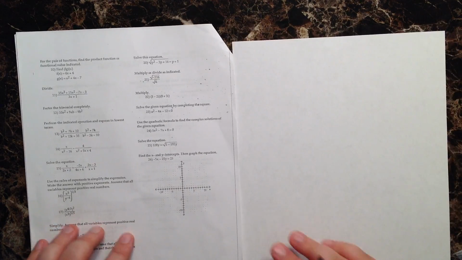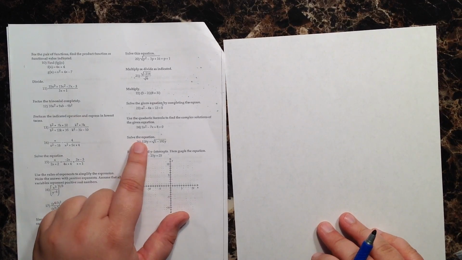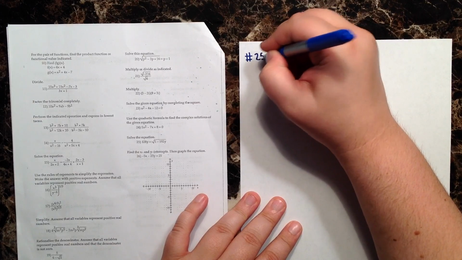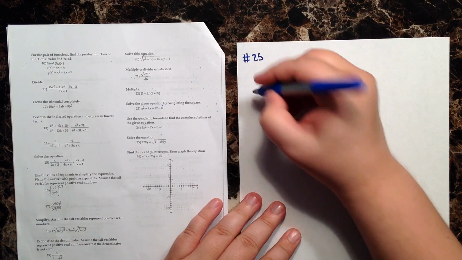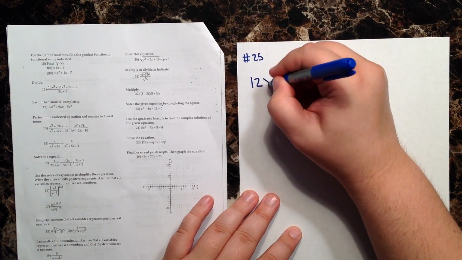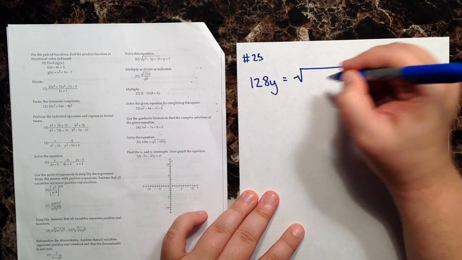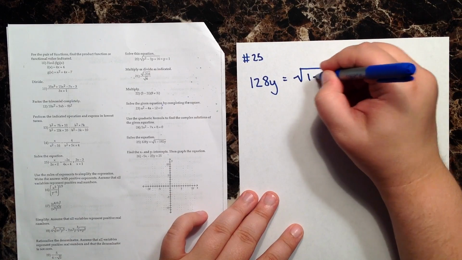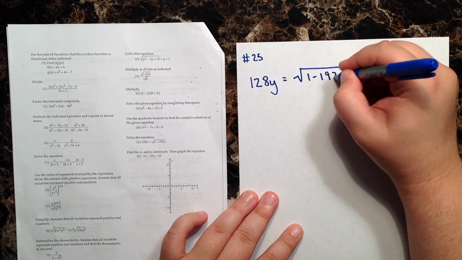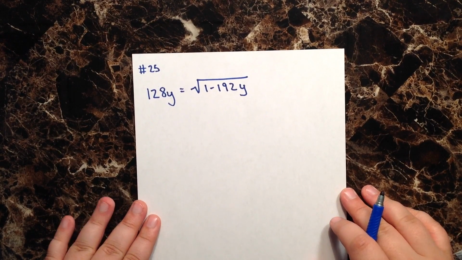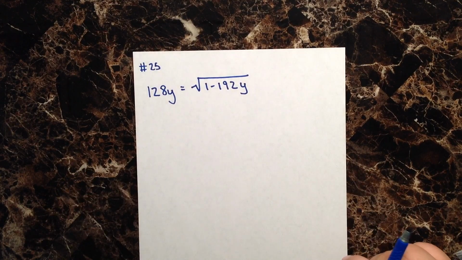So let's go ahead and jump right in. The directions for number 25 are: solve the equation. The equation they give us to solve is 128y equals the square root of 1 minus 192y.